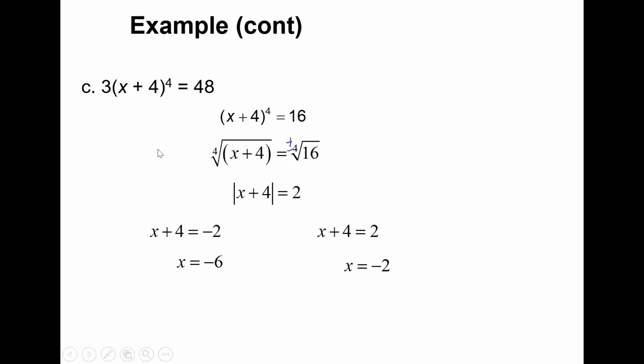Again, it's probably best to check to make sure both of them work. If we plug in negative 6 in there, that's going to give us a negative 2, and then 2 to the fourth times 3 gives us 48, yes. And here that's going to be positive 2 to the fourth times 3, yep, so that should work. So they both work in this case.